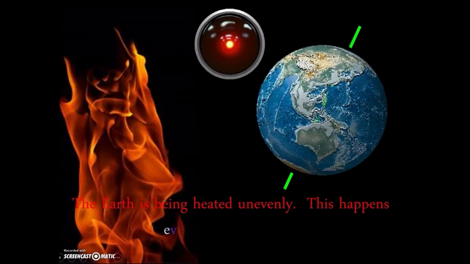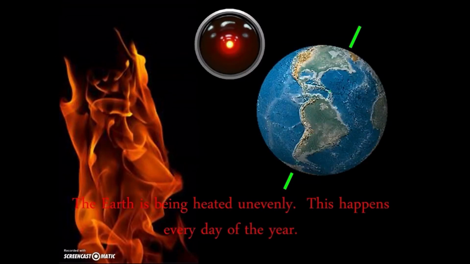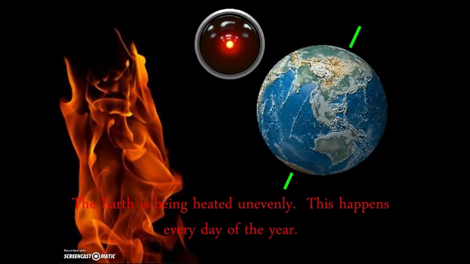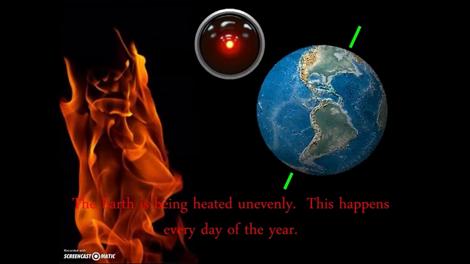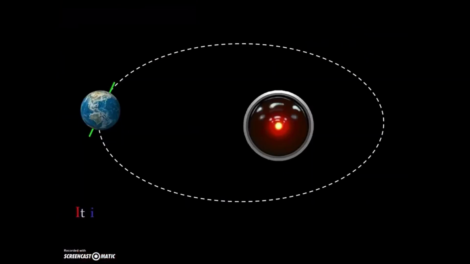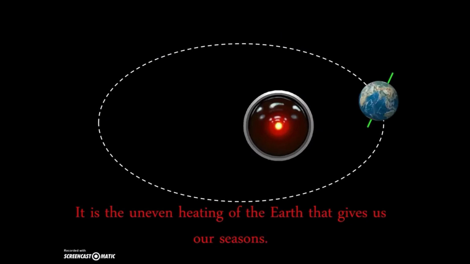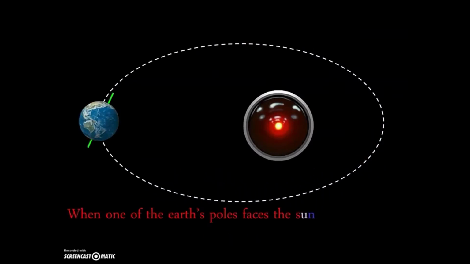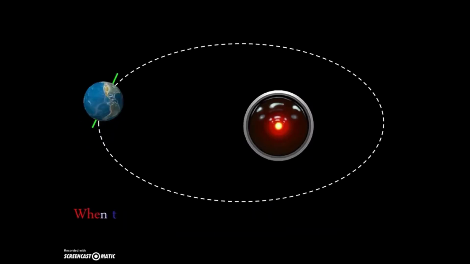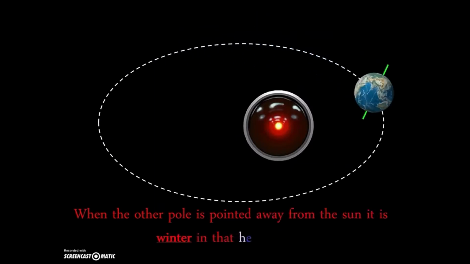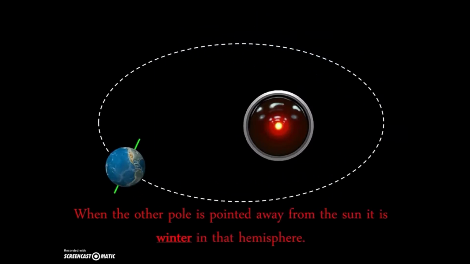The Earth is being heated unevenly. This happens every day of the year. It is the uneven heating of the Earth that gives us our seasons. When one of the Earth's poles faces the sun, it is summer in that hemisphere. When the other pole is pointed away from the sun, it is winter in that hemisphere.